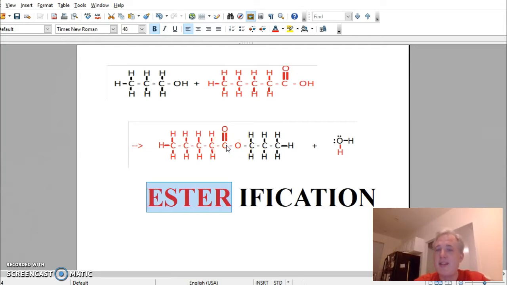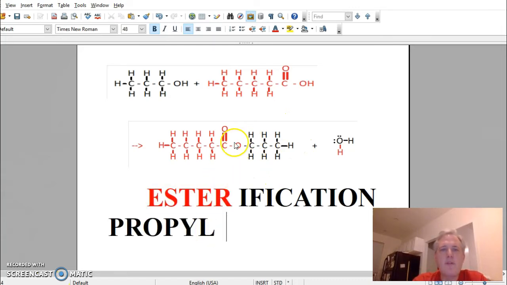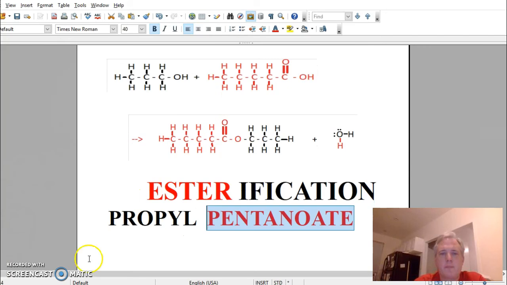Now, of course, if we wanted to name this particular molecule, we would do the following. We notice that the far side has 3 carbons, which we call propyl. A propyl is a 3-carbon chain. The other side, the O side, is going to end in -oate. And I have 1, 2, 3, 4, 5 carbons. That's pentane, which becomes pentanoate, which is written, again, altogether, propyl pentanoate.